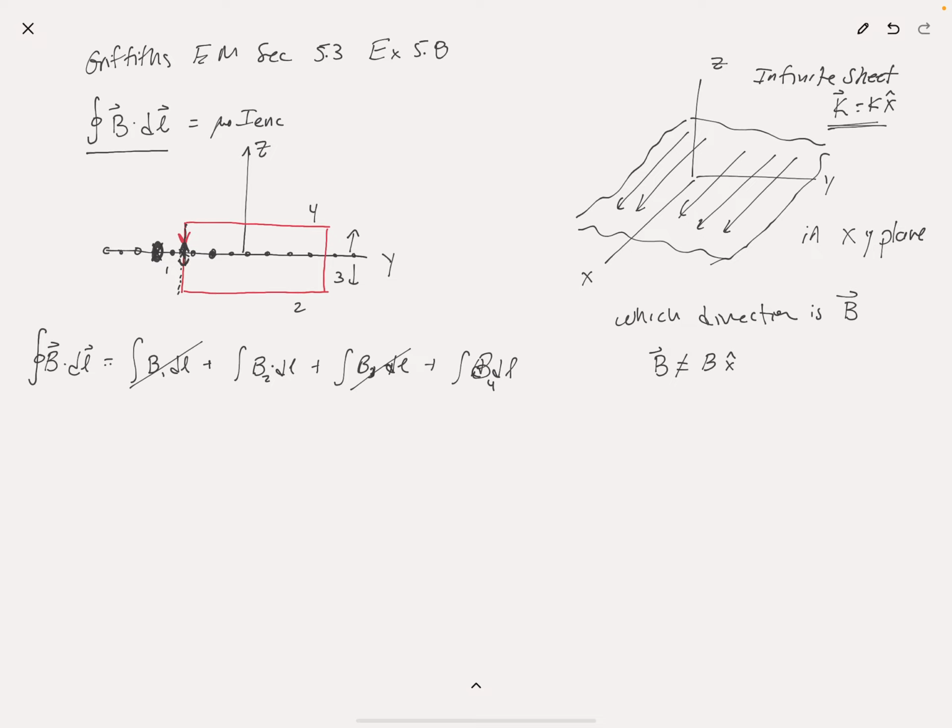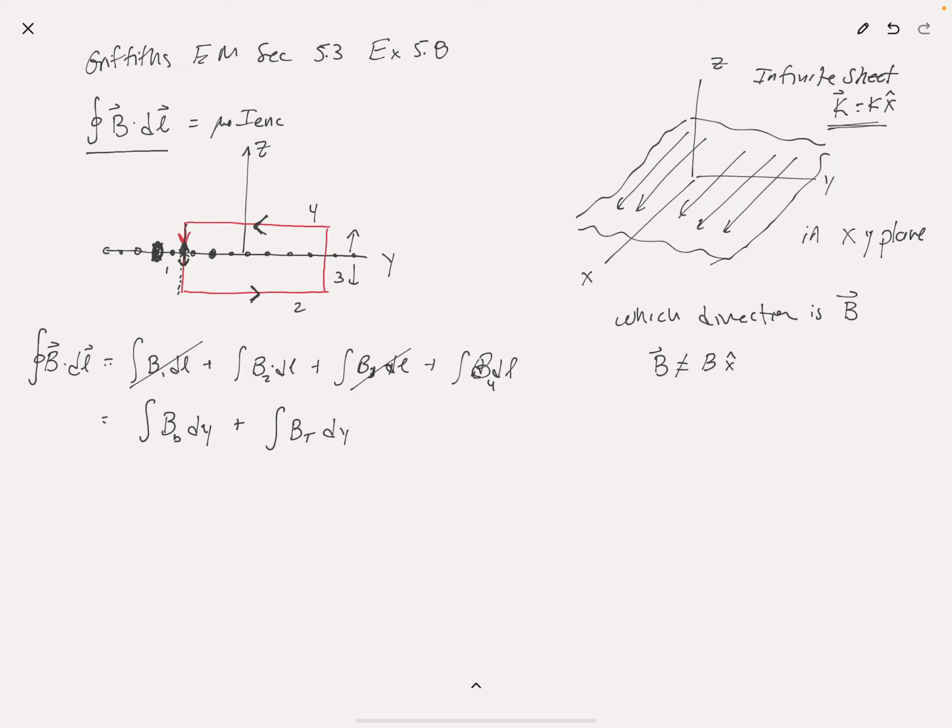Now we need to go ahead and calculate the integral of B bottom dy plus the integral of B top dy. Okay. And you'll notice that we're going around different directions, right? I'm going to the right on the bottom one, I'm going to the left on the top one.